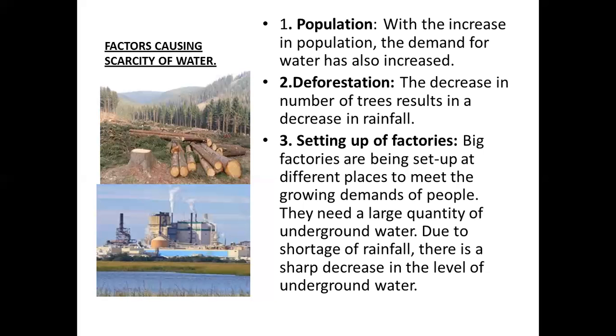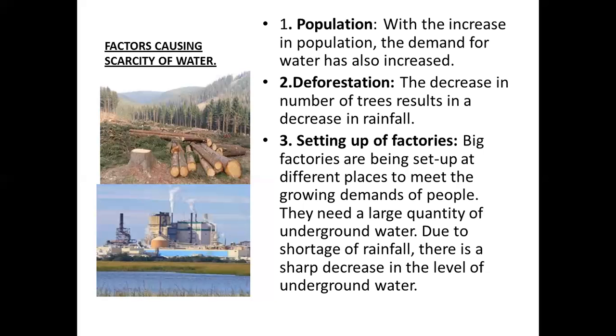Due to shortage of rainfall, underground water does not get filled up again as much as it is used. This has led to a sharp decrease in the level of underground water. So, there is a problem for underground water also. If there is no rain, no water will be absorbed by the earth, by the soil. So, there will be no underground water. But the factories day to day are using more and more underground water. So, there is an imbalance here.